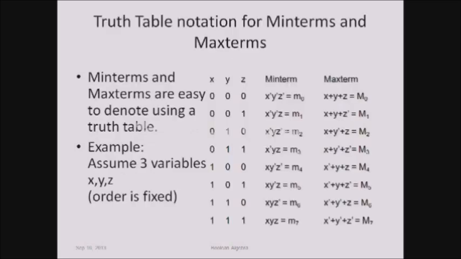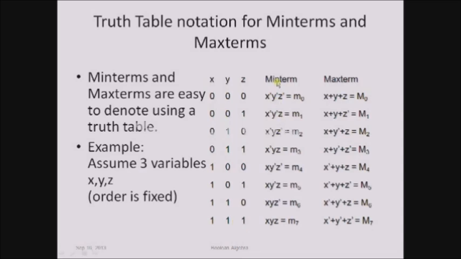Now this is the truth table notation for min terms and max terms. Min terms and max terms are easy to denote using a truth table. Let us see an example. Assume three variables x, y, z. As you have three variables, you will get 8 combinations, starting from 0 to 7.